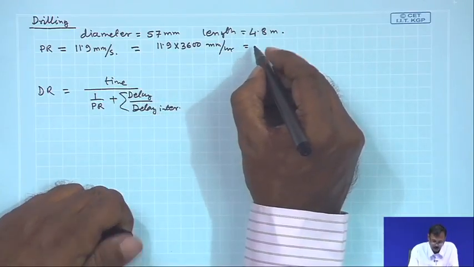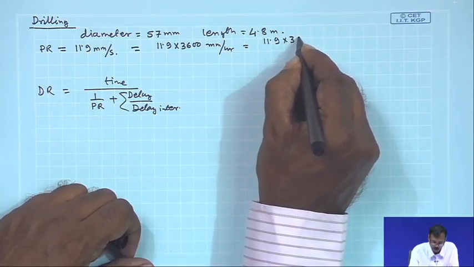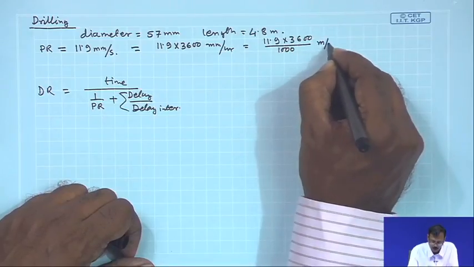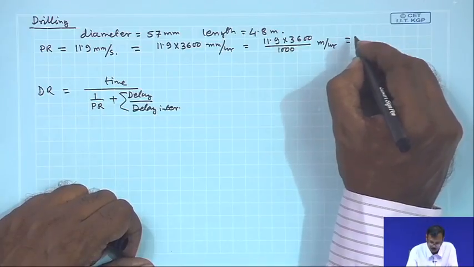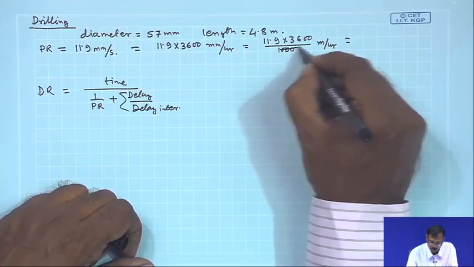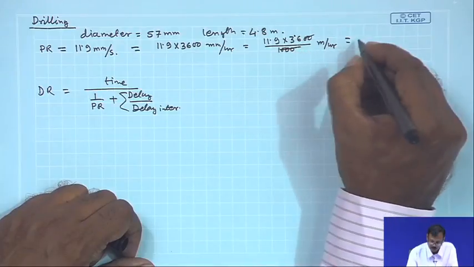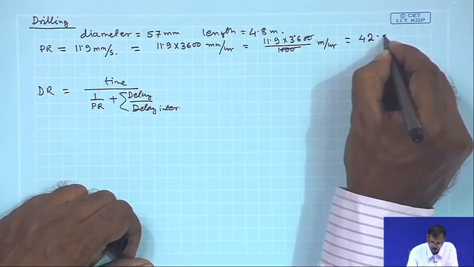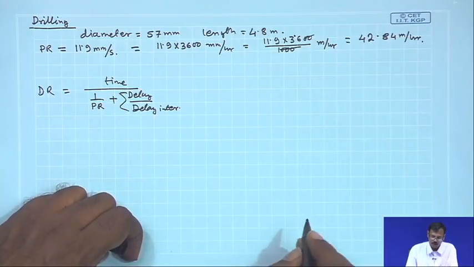If we convert it into meter, this is 11.9 into 3600 divided by 1000 meter per hour. On calculation, it is 11.9 into 3.6, because the zeros will be cancelled and there will be a point here. If you multiply this, you will get the value of 42.84 meter per hour. So, this is the penetration rate.